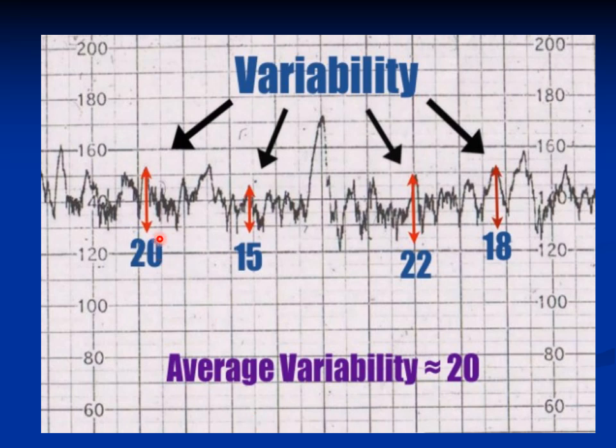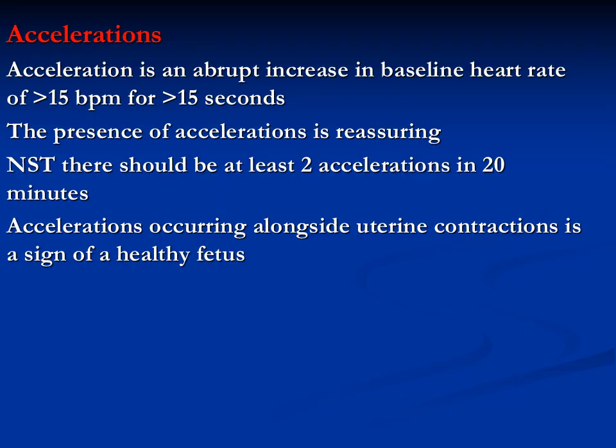Here the variability, you see the upper area and lower area and the average between these two. Here 15, here 22, and here 18. So the average over these multiple records is about 20. So this is normal variability.